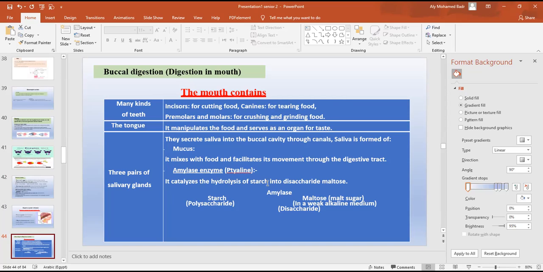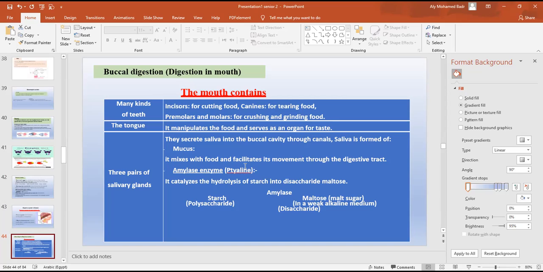I told you, from this point we have to remember the sentence: catalyzes the hydrolysis of. Any enzyme catalyzes the hydrolysis of something. What's the meaning of catalyze? It helps the hydrolysis, the breaking down with the presence of water, of something. The amylase enzyme present inside our mouth is called ptyalin.